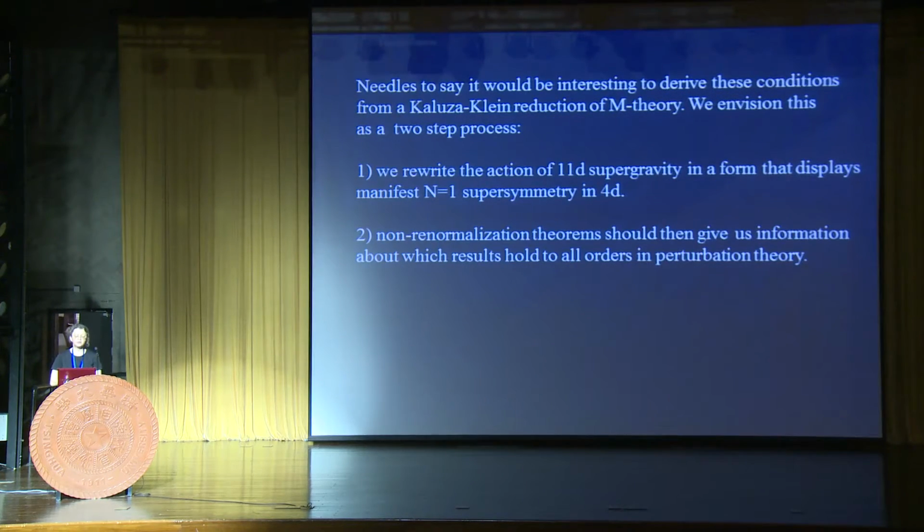Needless to say, it would be interesting to derive these conditions, the superpotential and this property of K, from a Kaluza-Klein reduction of M theory. We envision this as a two-step process. First, we will write the action of 11-dimensional supergravity in a form that displays manifest N=1 supersymmetry in 4 dimensions. And then in the second step, we use non-renormalization theorems, which should give us information about how things are corrected in the inverse radius or in alpha prime.